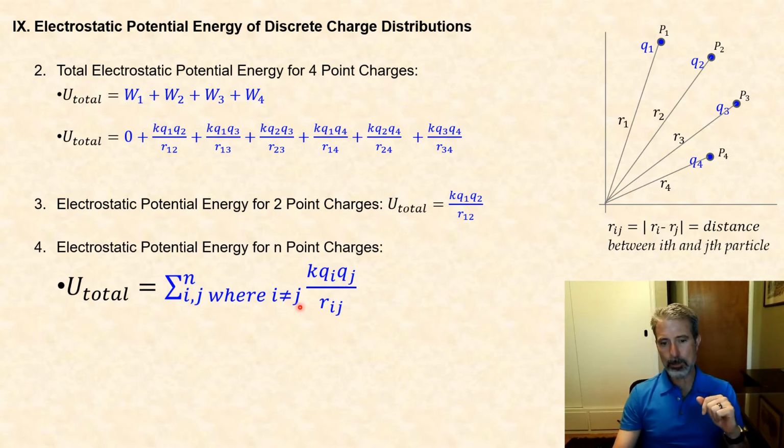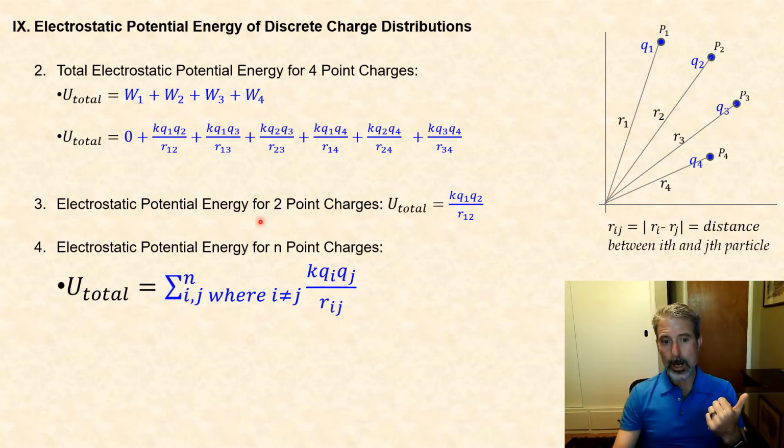Okay, that would cause us to blow up. So you can see here that for the case of 4 charges, if n is equal to 4, we have to look at all combinations from 1 to 4, where we do not let i equal j.